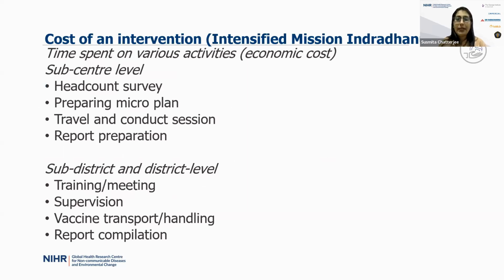The next component is the economic cost, because we wanted to calculate both the incremental economic and financial cost. Now, economic cost, as I told you, is basically the time cost, or the cost of any donated item. So now, time cost. You have different levels: I have the ground level, the sub-district level, and the district level. So I have to pull out the activity-wise time spent by different persons for each activity, isn't it?